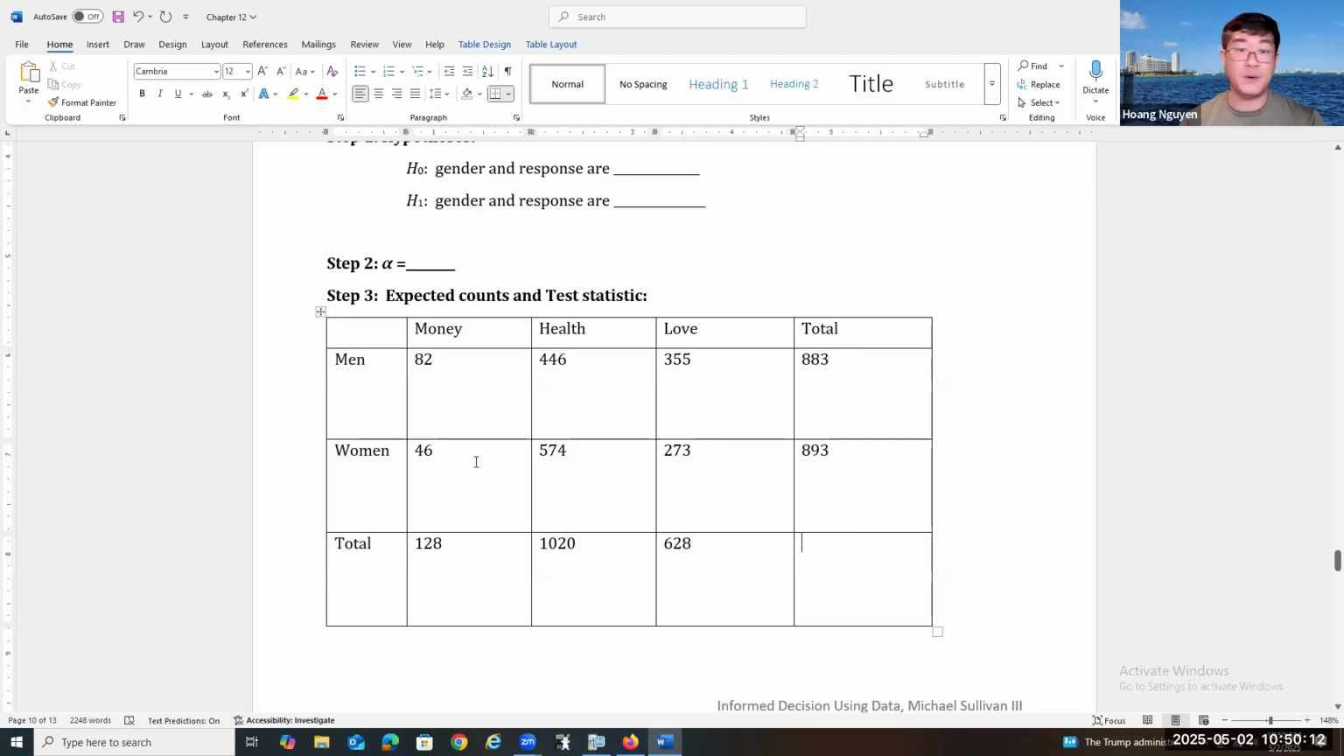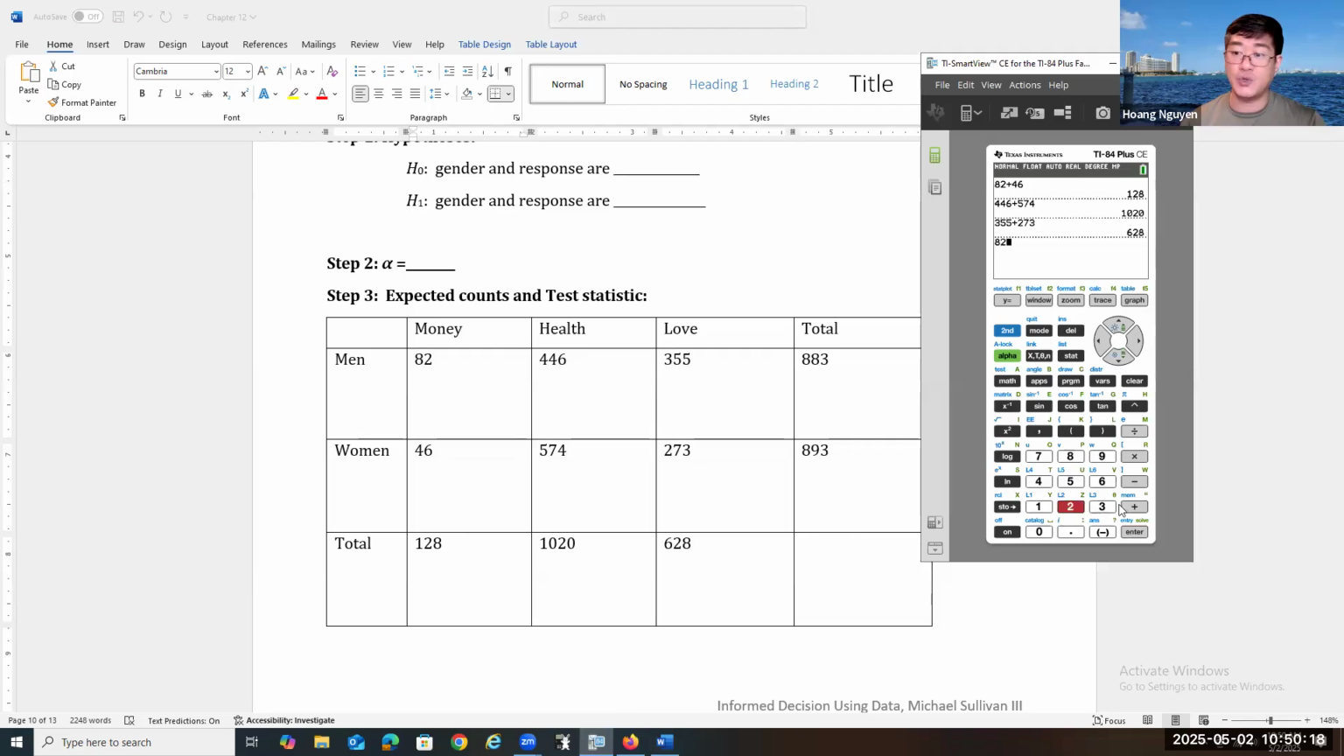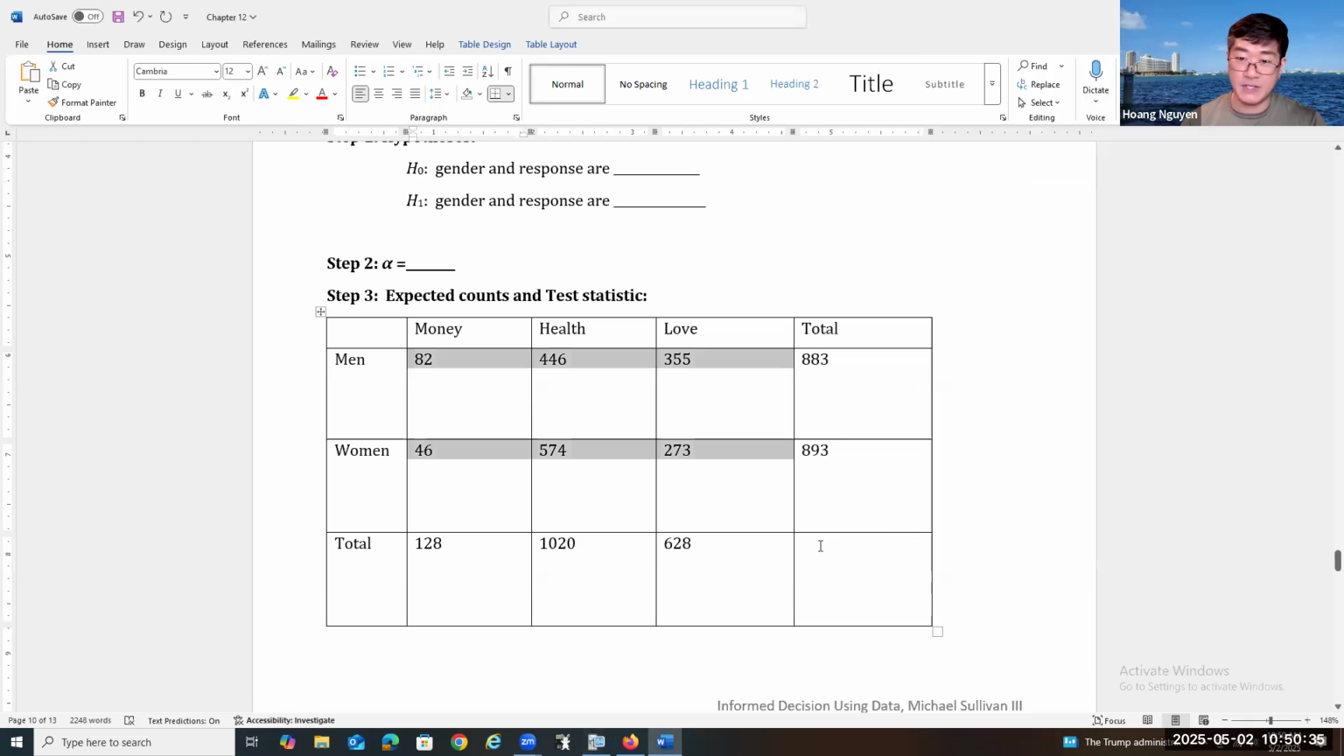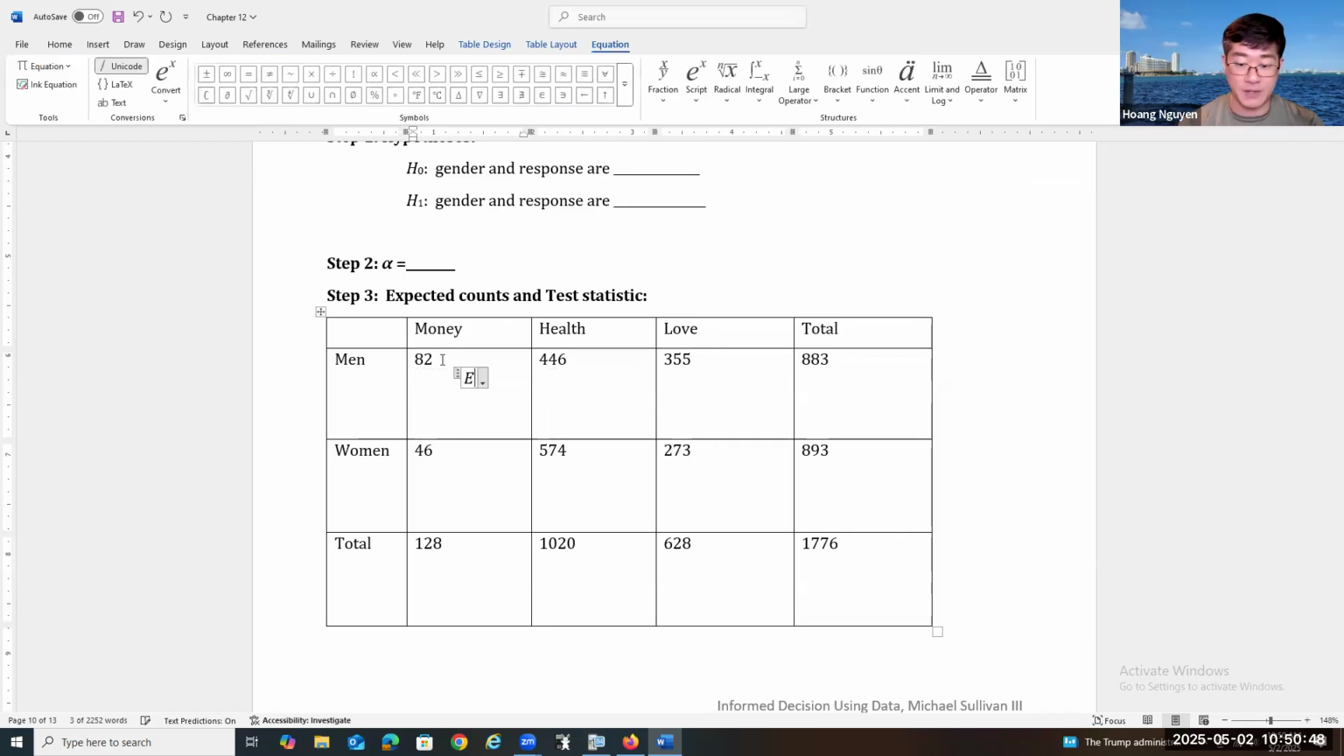And now how about the table total? All of the numbers inside the table, we just add them up, right? So 82 plus 446 plus 355 plus 46 plus 574 plus 273. That's going to be 1776. So now that we know the row totals, the column totals, and the table total, we can go back to each of the cells and calculate the expected value, right?